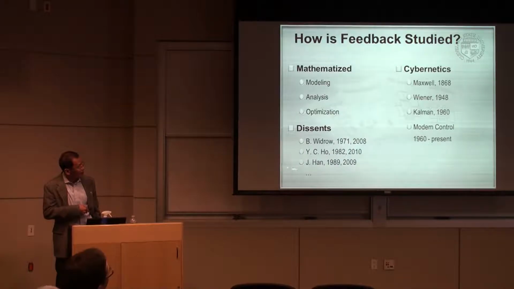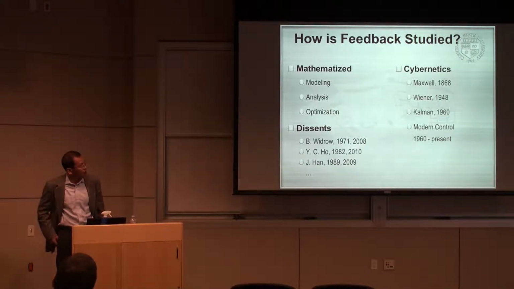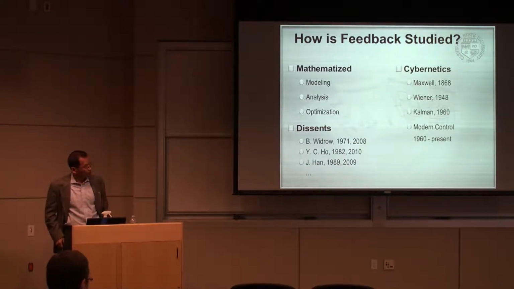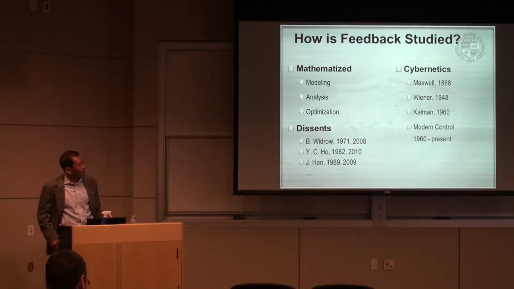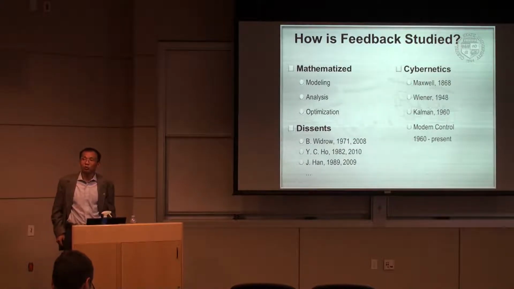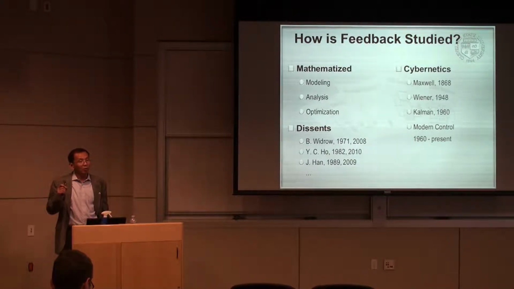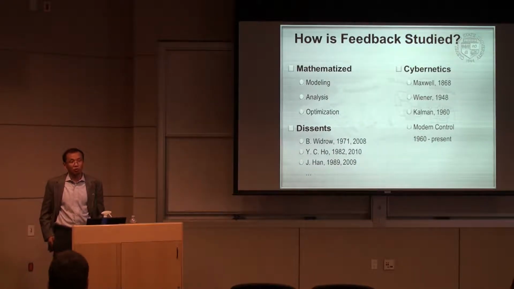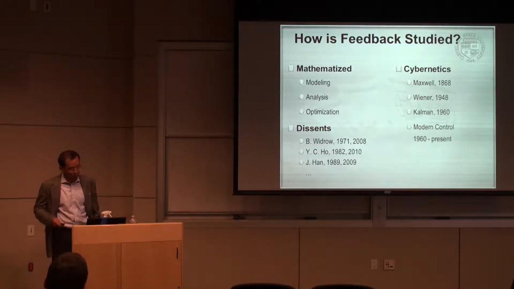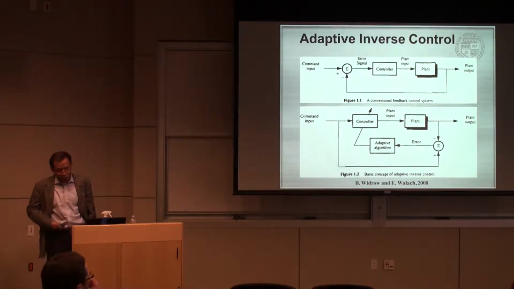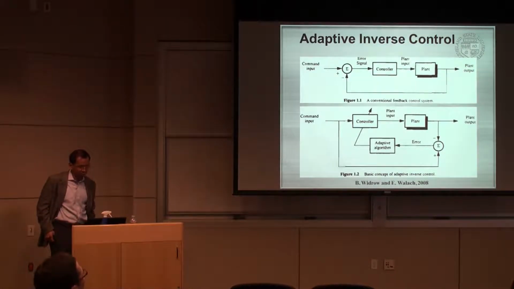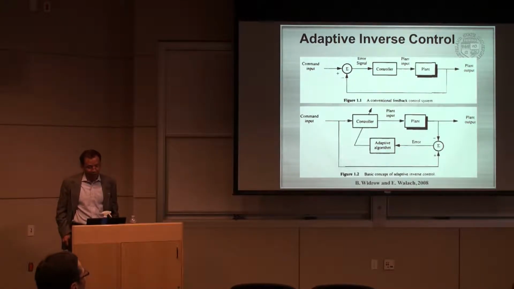And that leads us to Professor Zhiqiang Gao. He wrote his first paper on active disturbance rejection control in 1989, and his last in 2009. He spent 20 years of his career focusing on this one idea called active disturbance rejection control, which we'll get into in more detail. But I first want to pay tribute to Professor Widrow and his work on adaptive inverse control.